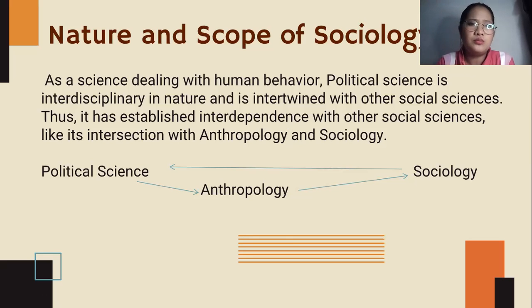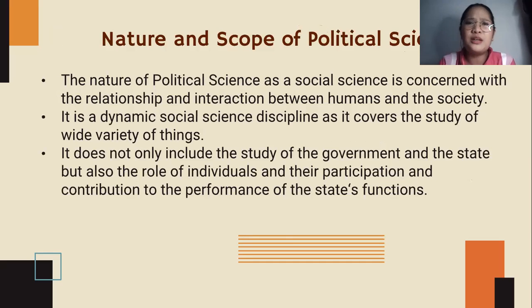Okay? So, kumbaga, it all involves a person. It all involves the growth and development of a person. It involves the group of people interacting and organizing each other. The nature of political science as a social science is concerned with the relationship and interaction between humans and society. Ayan, may interaction ulit. It is a dynamic social science discipline as it covers a variety of things. It does not only include the study of government and the state, but also the roles of individuals and their participation and contribution to the performance of the state's functions.